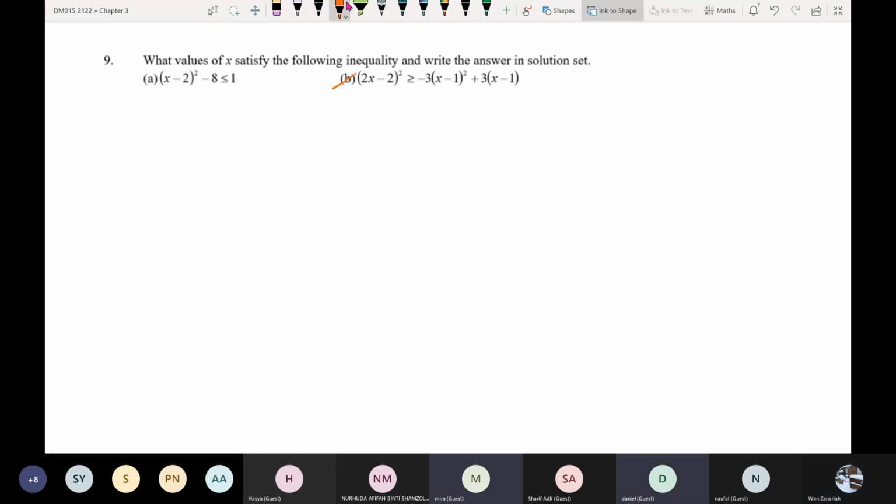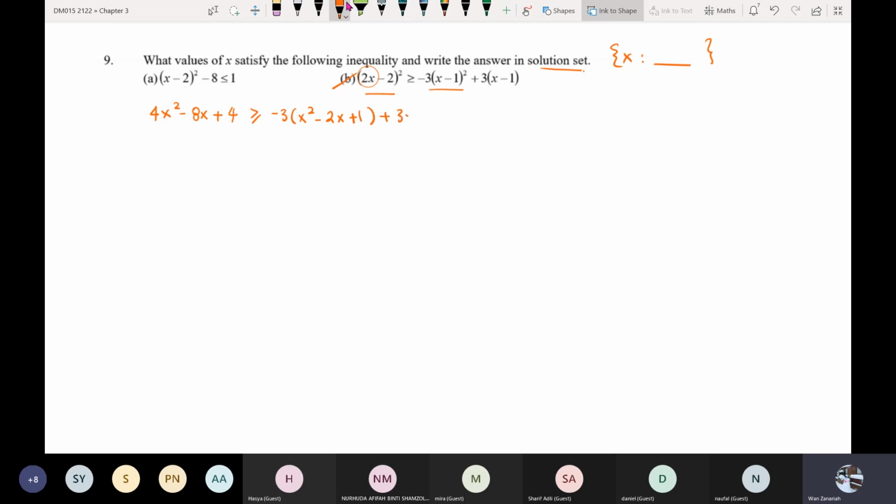Right, the answer is in a solution set. So for a solution set, it must be in this form. So 2x, you have to expand everything here and then rearrange. 2x squared, so you get 4x squared minus, multiplying 2 times 2, 4, 4 times 2, 8, so negative 8x, plus negative 2 squared, so plus 4, greater than negative 3x squared minus 2x plus 1.